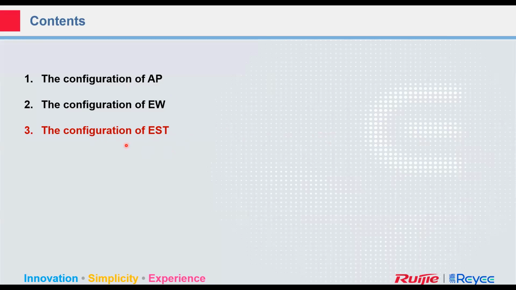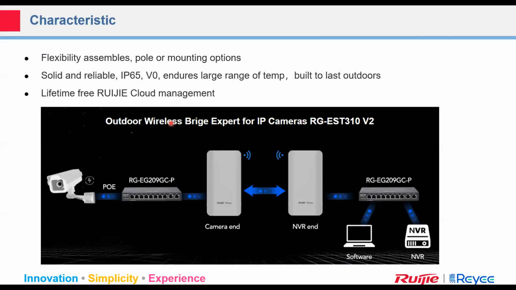The next one is the EST series, which is the wireless bridge. So it has a fixed pole or mounting option. It's very solid, IP65, and endures a large range of temperature. So it is built for outdoors. It has a lifetime warranty and lifetime free Ruijie Cloud management.